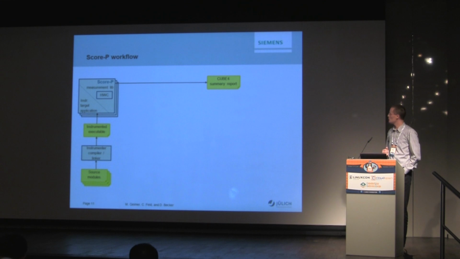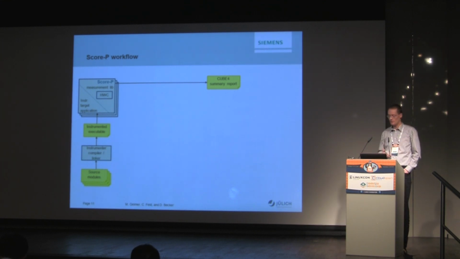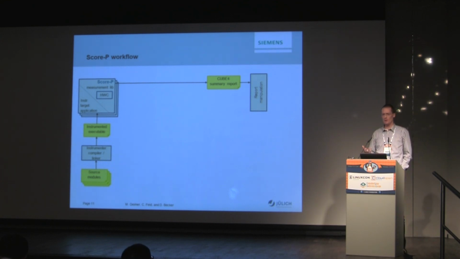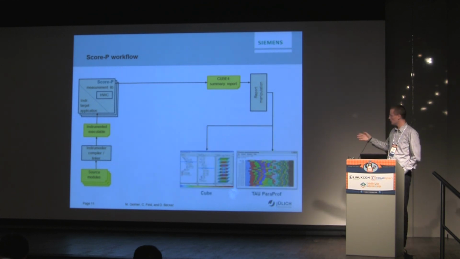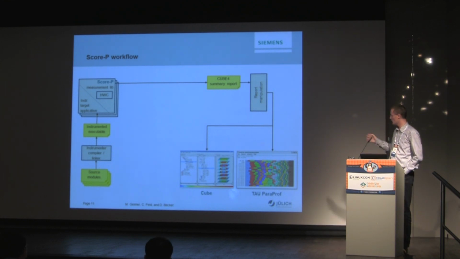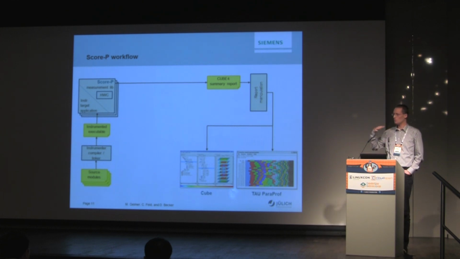And by default, it generates a profile, a summary report, which is written in the Cube4 profile format. This summary report can then be manipulated by a number of command line tools and can then be viewed in 2 graphical user interfaces. One is Cube and the other one is Tau PowerProf. And with that, you can really dig into the details of the profile of your application.